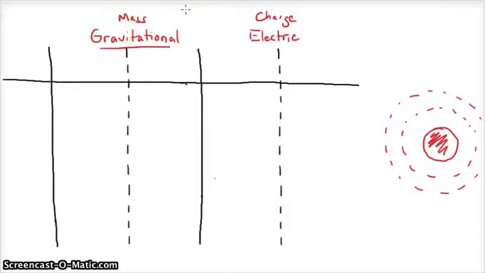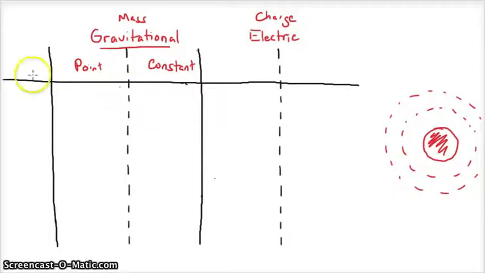But now keep in mind that there are actually two different types of fields. We have point fields and constant fields. What is the difference between these two types of fields? Honestly, it's pretty simple. A constant field is exactly what it sounds like. It is constant at every point in space. So that means that if you go farther out in space, the value or the strength of that field is still going to be the same as it was when you were closer to the center of the object creating the field.